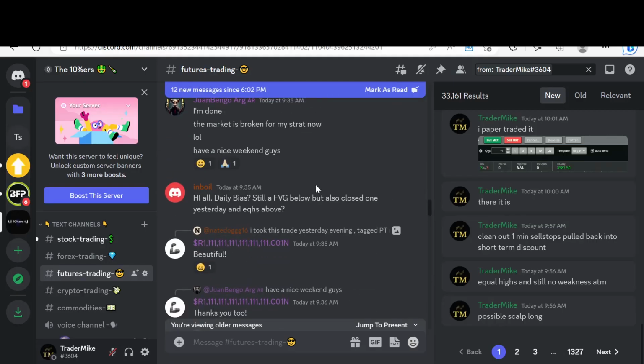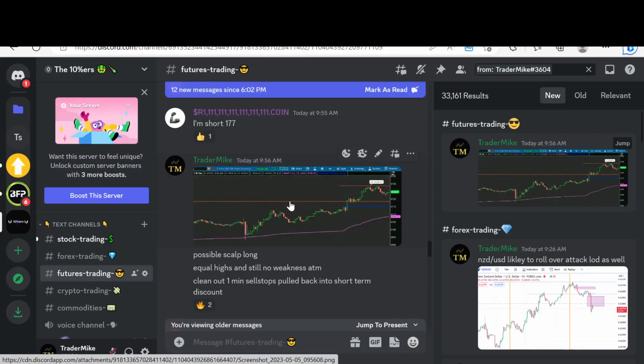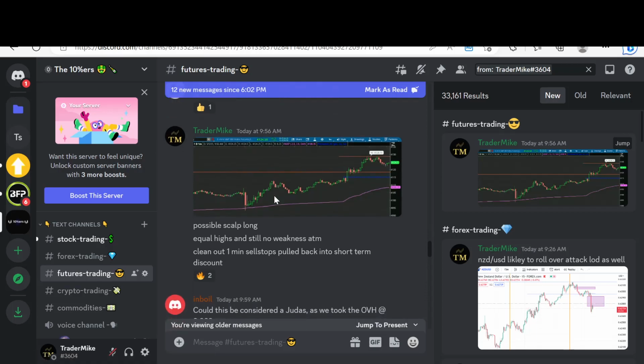So let's go to that setup that I was talking about. Right here, you can see I posted it at 9:56 a.m. Eastern time. I said possible scalp long, equal highs, and still no weakness at the moment, which we just went over. Play what you see. No weakness means it's very bullish. We want to be buying.